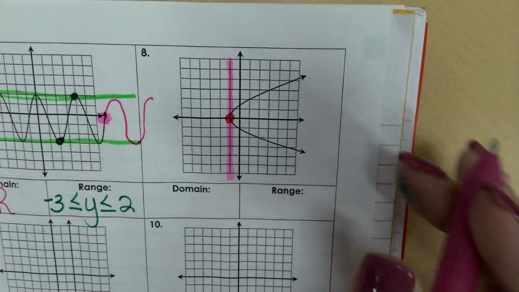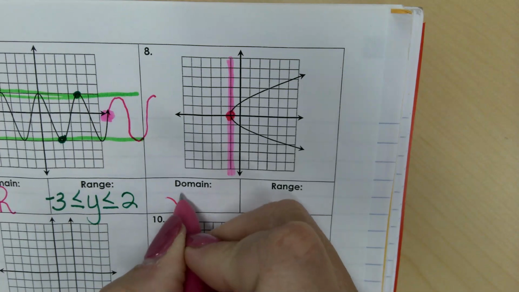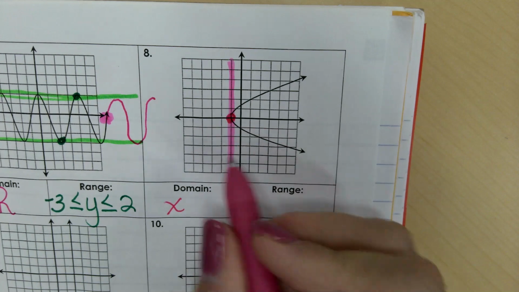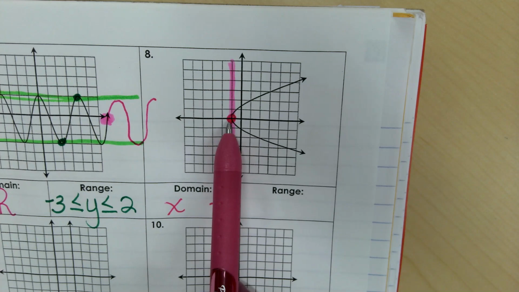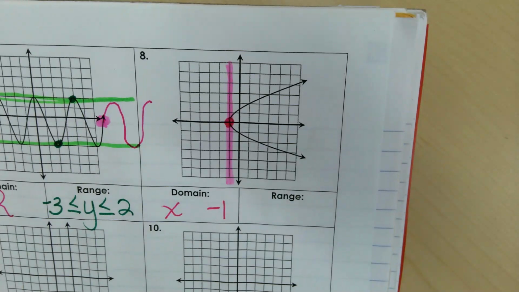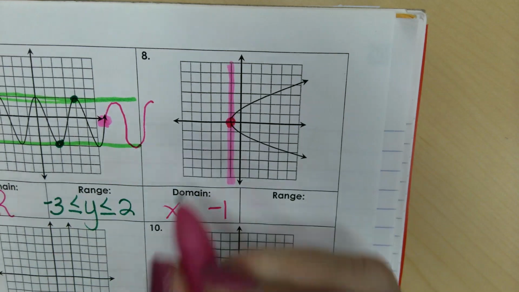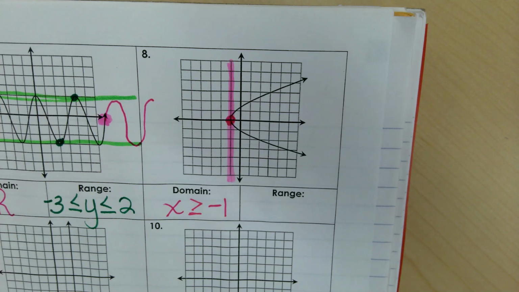Okay, what is domain again? What letter? X. Okay, and what's that number? -1. Now I got to figure out which direction it is going. Is the graph to the left for less than, or to the right for greater than? All right, and we're going to put an equal to symbol because there is no open circle.